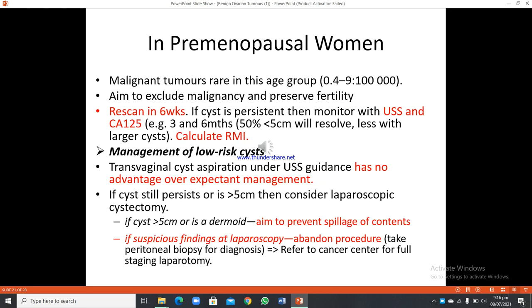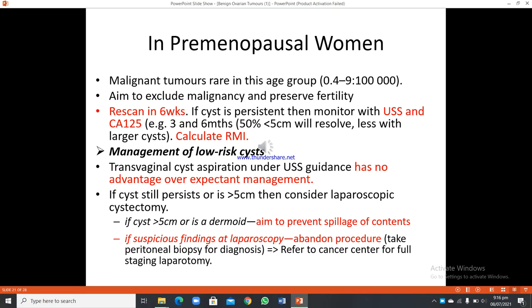In premenopausal women, malignant tumors are very rare in this group, at 0.4 to 9 per 100,000. Aim to exclude malignancy and preserve fertility. Rescan in 6 weeks. If the cyst is persistent, then monitor with ultrasound and CA125, for example at 3 and 6 months. 50% of cysts less than 5 centimeters will resolve, less with larger cysts, and calculate the RMI.